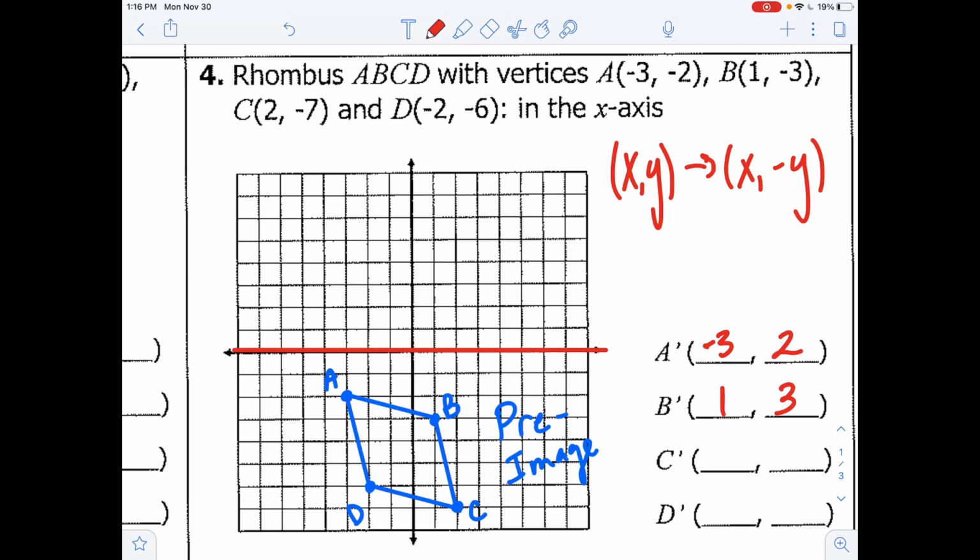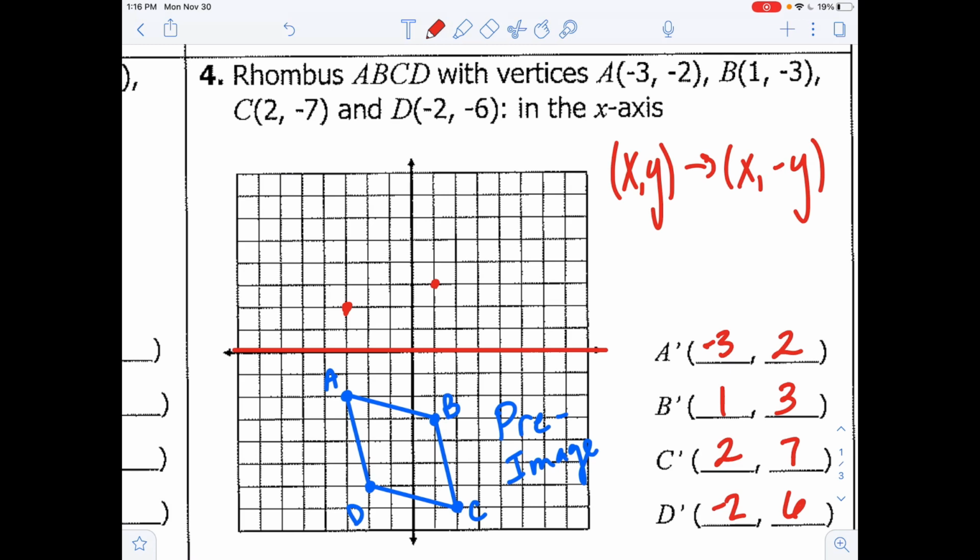C prime, its x is 2, and -y, -7 goes to +7. And last but not least, it's -2 and a +6. So that's our rule.